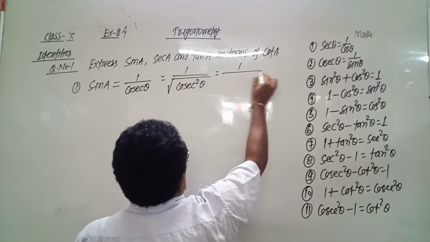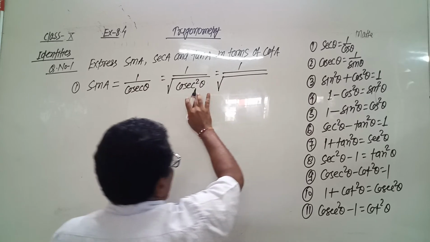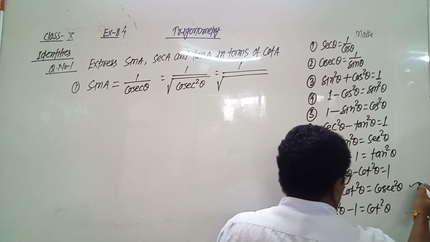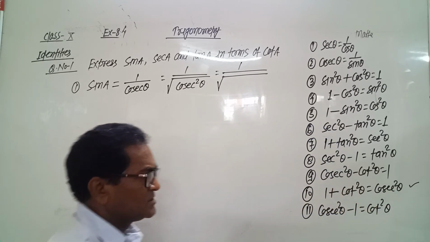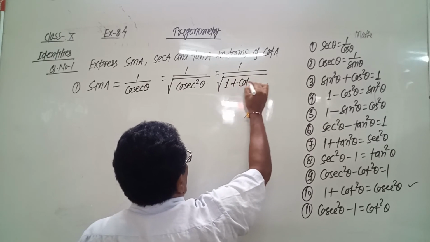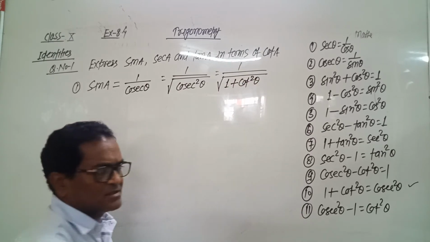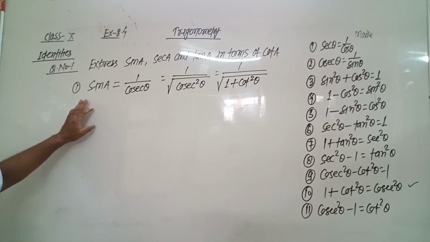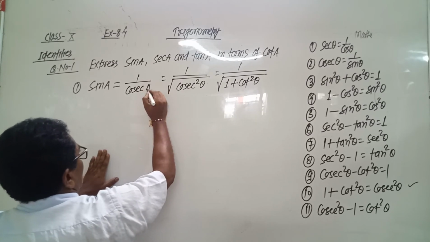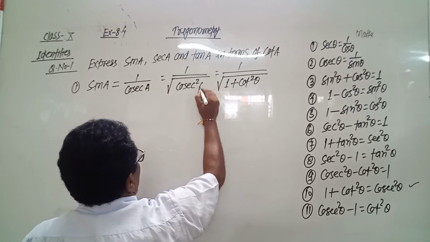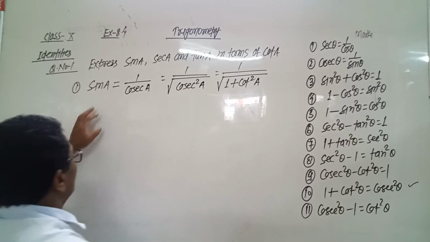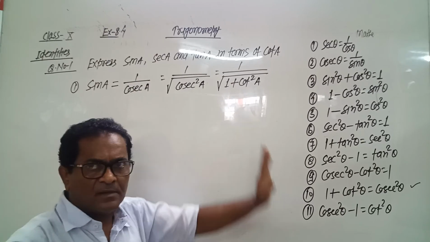Now 1 upon under root of the formula for cosec square theta. So cosec square theta is equals to 1 plus cot square theta. So instead of cosec square theta, we can write 1 plus cot square theta. So sin A, everywhere use A: cosec square A, cot square A. So we have expressed sin A in terms of cot A.